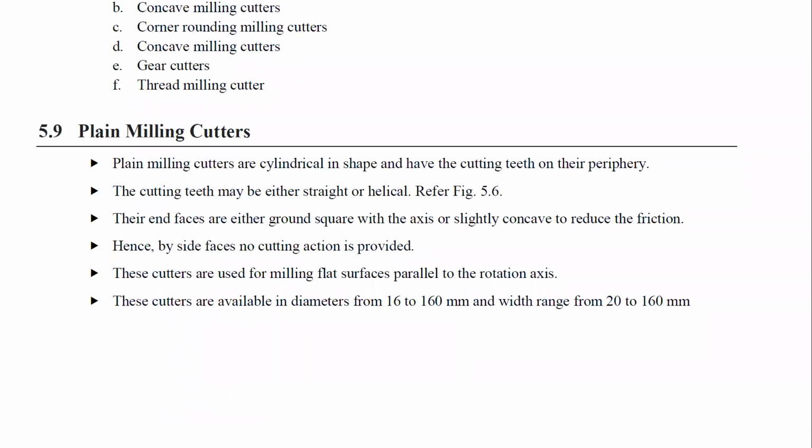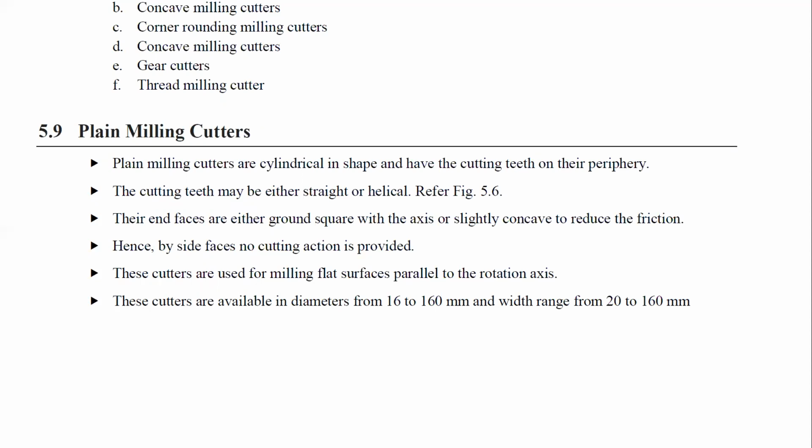Then next one is the plain milling cutter. We will see how it looks. Plain milling cutters are cylindrical in shape and have cutting teeth on their periphery. The cutting teeth may be straight or helical. Their end faces are either ground square with the axis or slightly concave to reduce the friction. Concave type of shape is used to reduce the friction.